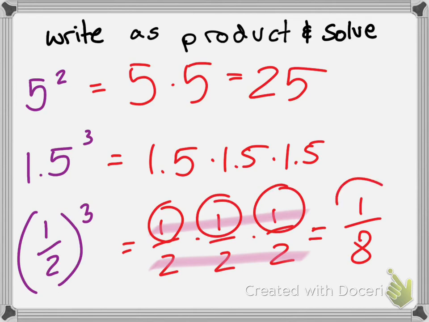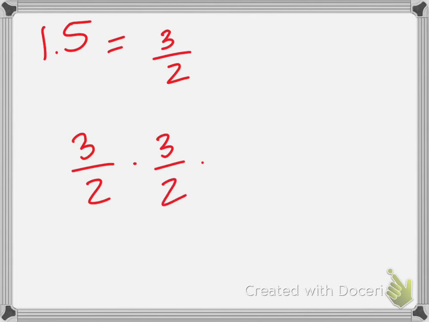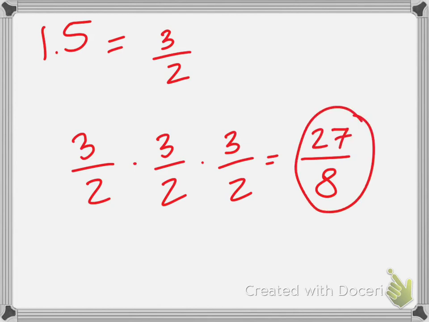We did 1 times 1 times 1. That's just 1. 2 times 2 is 4. Times 2 is 8. We get 1/8. The other one, 1.5 times 1.5 times 1.5, it's much easier if we make 1.5, 1 and 5 tenths, into an improper fraction, into a fraction in general, just to save us time. That's 3/2. So if we were doing 3/2 times 3/2 times 3/2, for the sake of time, we already know 2 times 2 times 2 was 8. 3 times 3 is 9. 9 times 3 gives me 27. This would be it as an improper fraction, or 3 3/8. That would just be how we would solve it, but the majority of the times I'm not going to ask you to solve.